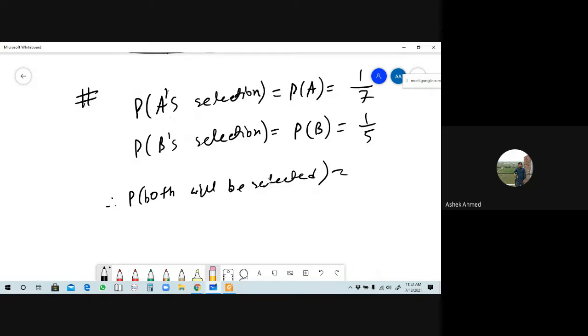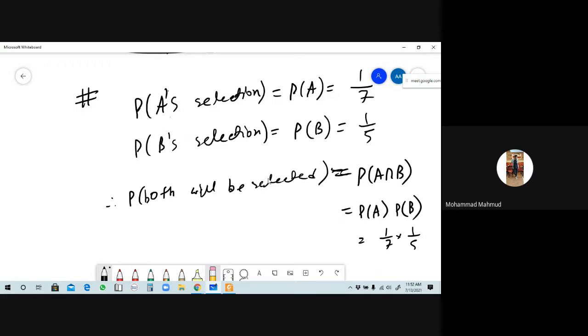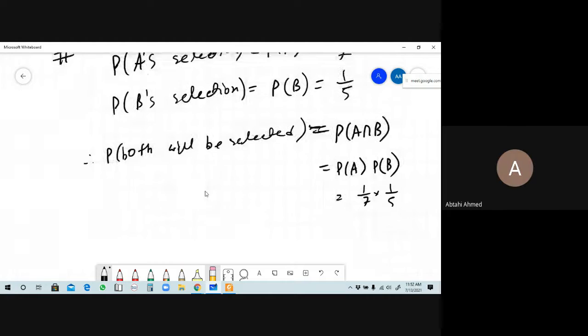What do you mean by both? Both means A will be selected and B will be selected. A selection is given, B selection is given. So this will be probability of A intersection B. Is it right? So from here, by the concept of independent events, that will be probability of A into probability of B. So the result will be 1/7 into 1/5.